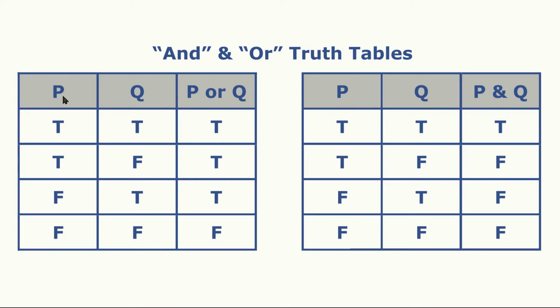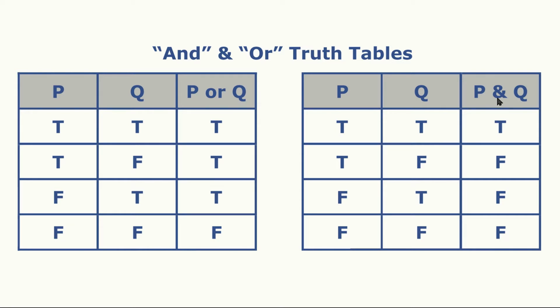For example, suppose the statement P says today is Saturday, and the statement Q says today is Sunday. Well, as long as the day that you're considering happens to be either Saturday or Sunday, the statement P or Q is going to be true, because you're saying today is either Saturday or Sunday. However, if you make that statement on a Wednesday, then both of those statements would be false, because today is not Saturday and today is not Sunday, so the or statement would be false as well.